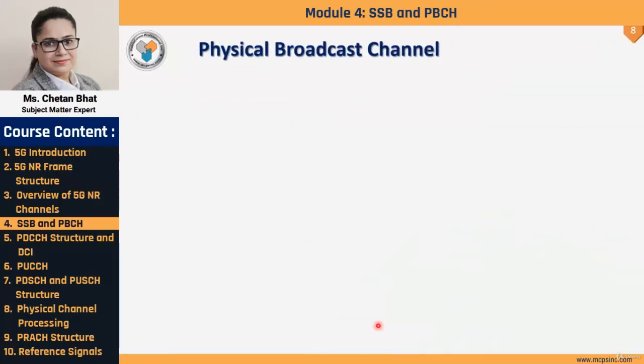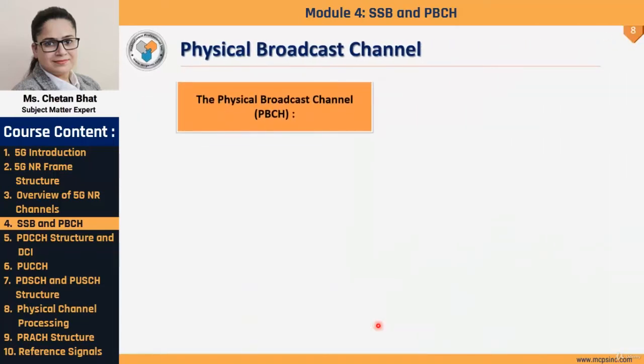Then we have the PBCH channel, which is the physical broadcast channel, and it carries some part of the broadcast information, which is also known as minimum system information. So again, it is similar to the concept which we had in LTE, where PBCH carries some part of the broadcast information and the rest of the broadcast information was mapped onto PDSCH. So we have a similar concept over here.